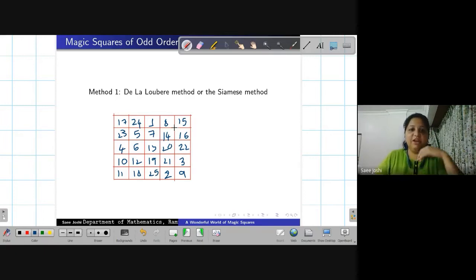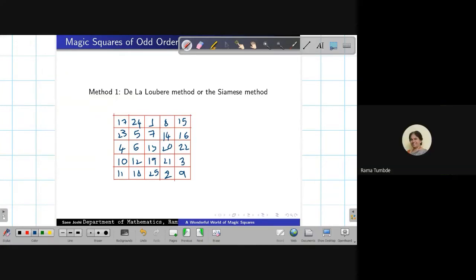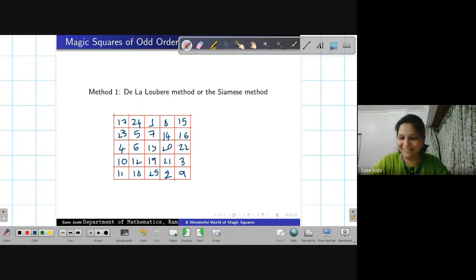So this is a 5 by 5 magic square which I filled using this de la Loubere method, or the Siamese method. Is this okay? Yes? Okay. Very interesting, huh?